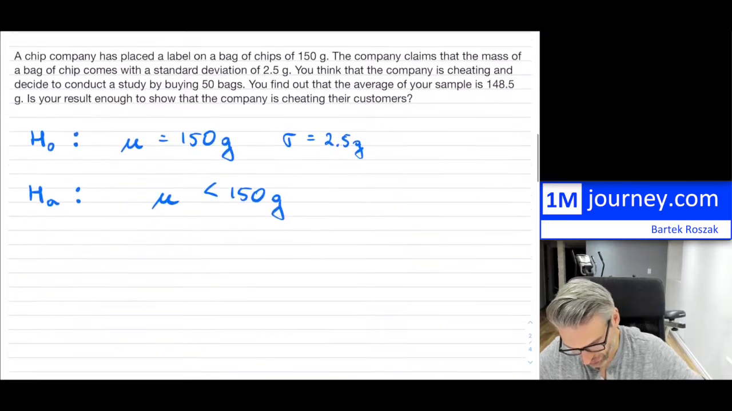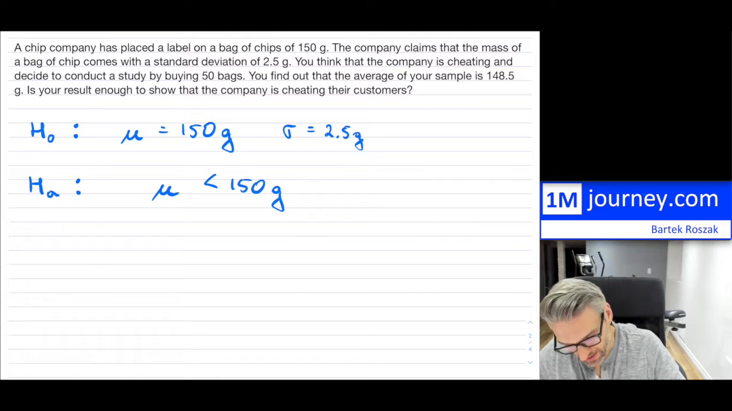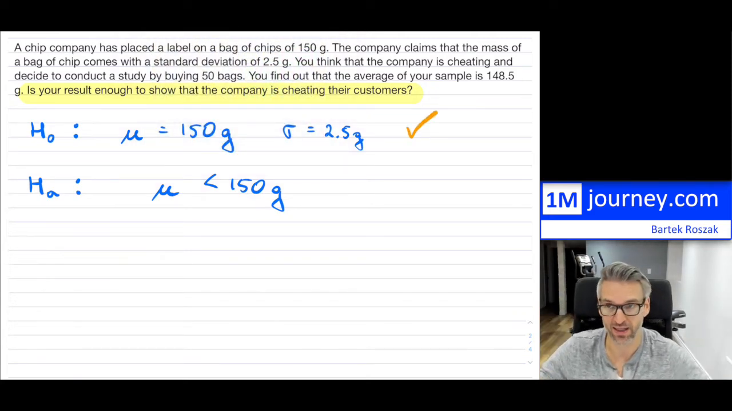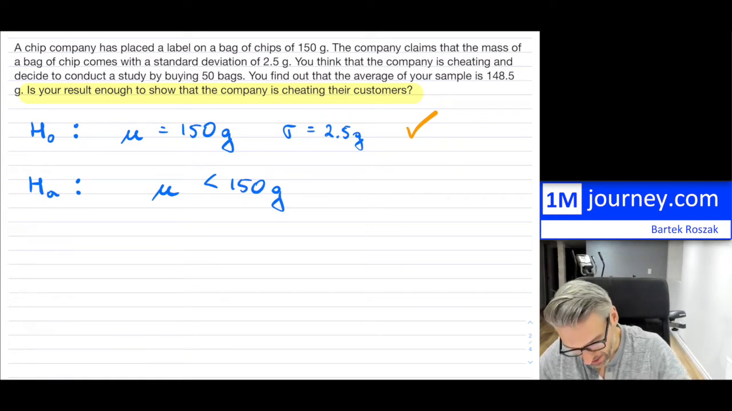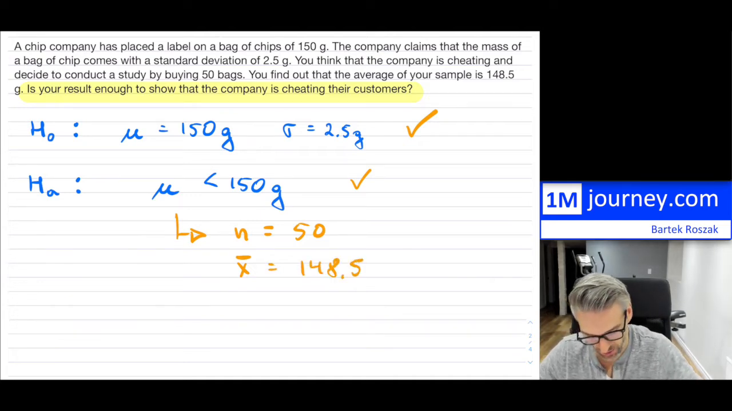So for instance, if we take this, here it doesn't state anything, but it does say: is your result enough to show that the company is cheating their customers? So we really want to test this original hypothesis, the company making a claim on their bag. Now, we have found, in 50 bags, that the mean is actually equal to 148.5. That's what we have found.